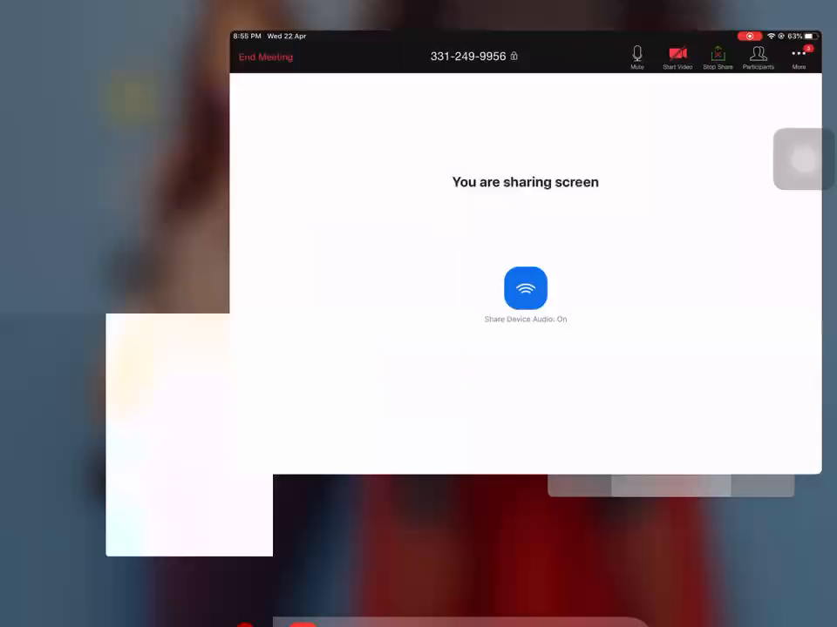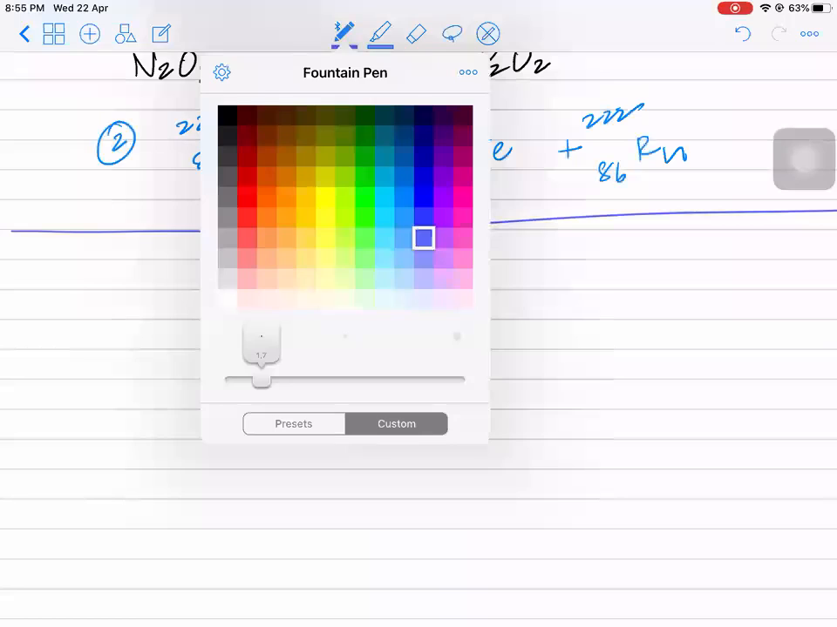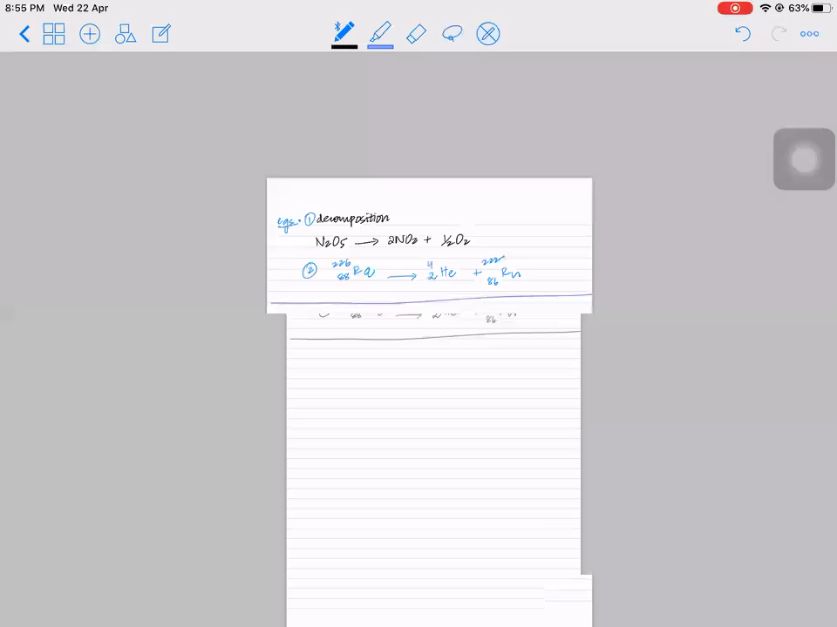Reactants and products, if they're all gases, then instead of using concentrations, we will be using what? Partial pressures. I'll just do this on a new page. So if your reactants and products are gases, instead of using concentrations, we use partial pressures, right?